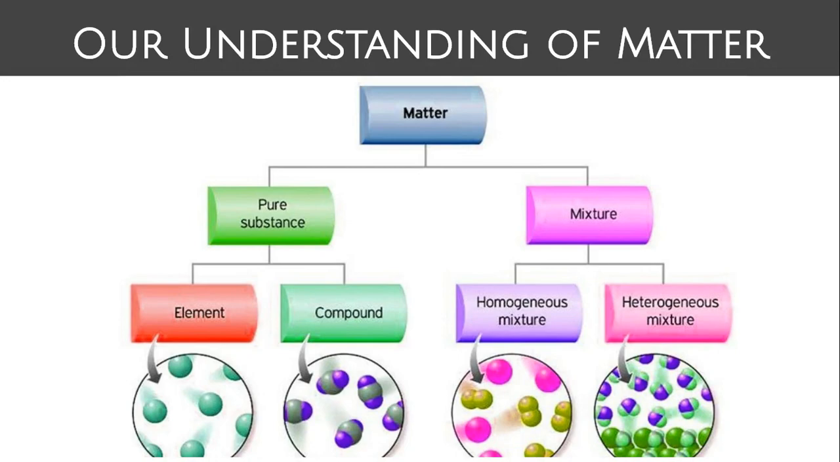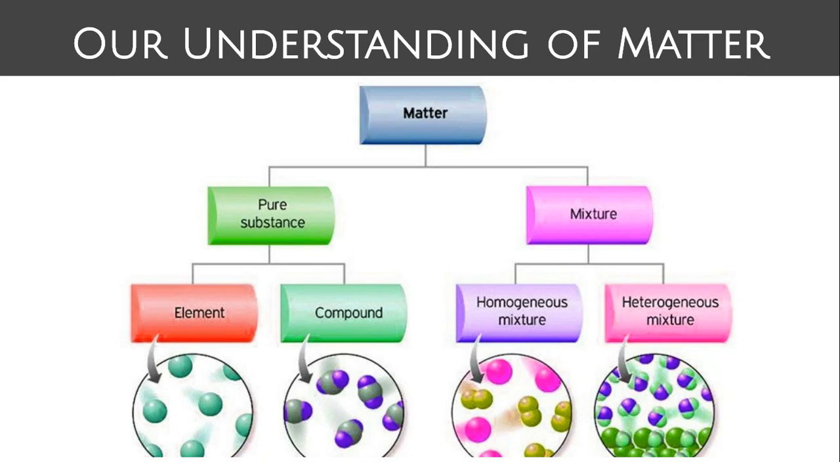Under pure substances, we have a picture of elements. And elements, as we said, can't be broken down any further. They're the simplest building block of all matter, and the picture there illustrates that quite well. Whereas a compound is two or more elements brought together through a chemical reaction of some kind to make something different, which takes on new properties.